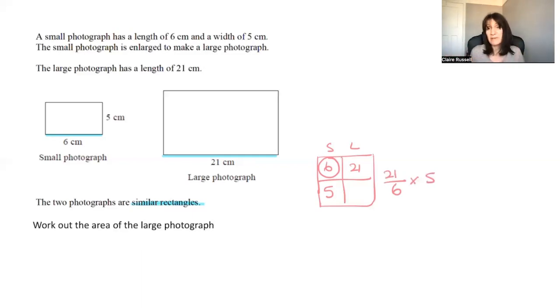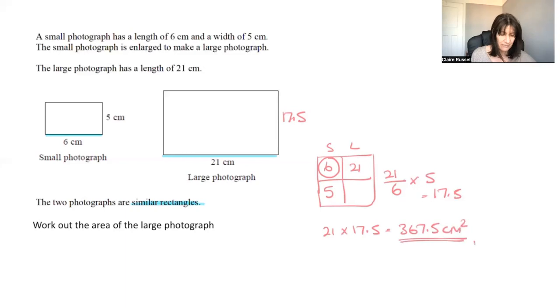It makes no difference, especially when it's on a calculator paper, because you're only going to pop it in the calculator anyway. That is going to give me 17.5. So I know that that is the edge. Find the area, base times height. So 21 times 17.5 is the last step. And there's your final answer.